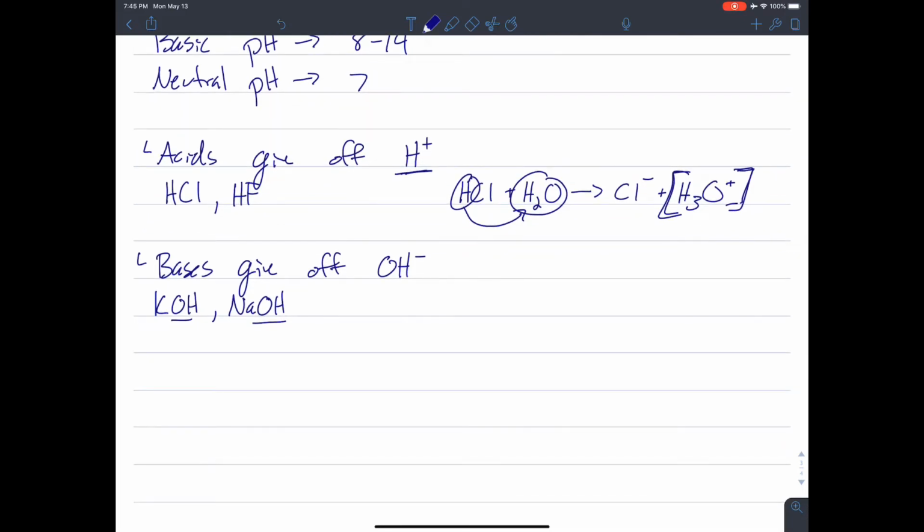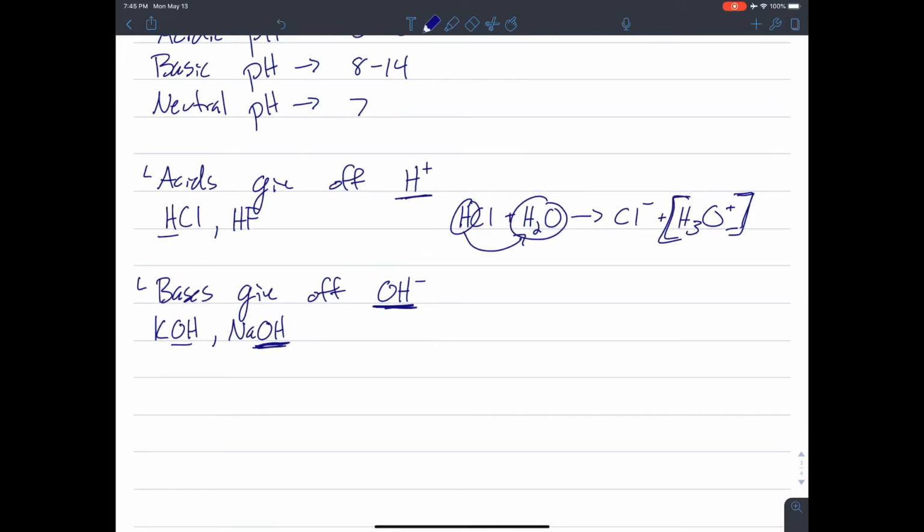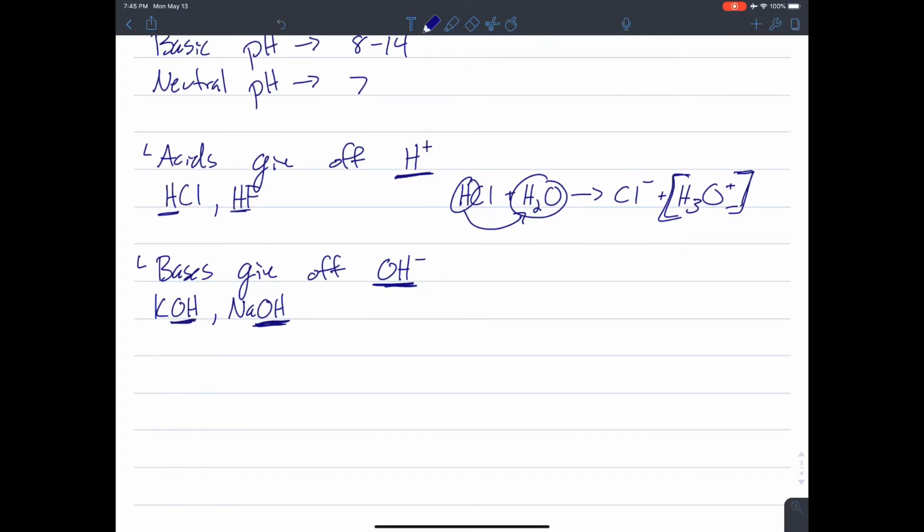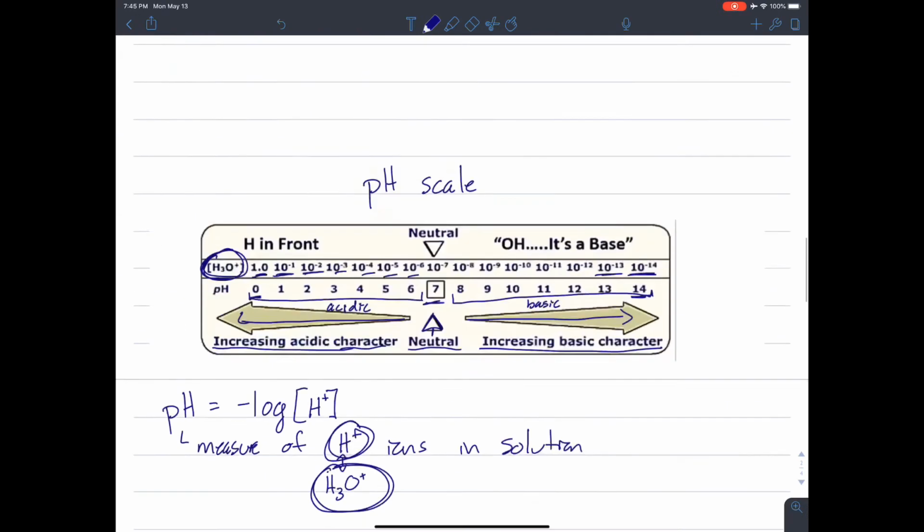And then OH is going to form water in a solution, or no, I didn't say that right. Don't worry about that. Bases give off OH. So just remember that. An acid is something with hydrogen that gives off hydrogen in solution. So we identify acids by identifying these hydrogens. Bases have OH and they give off OH in solution.